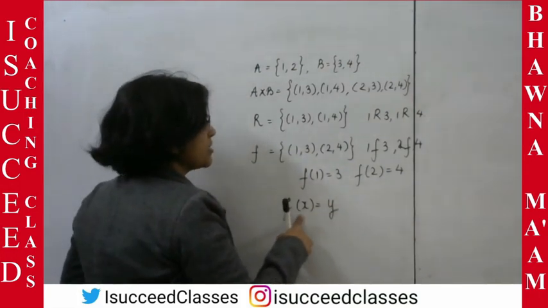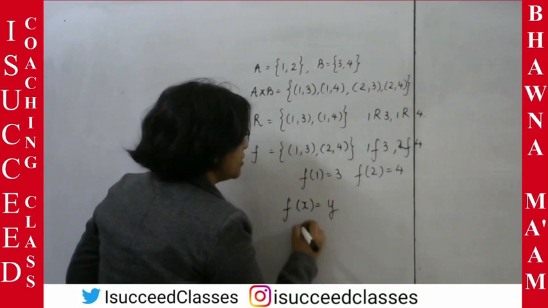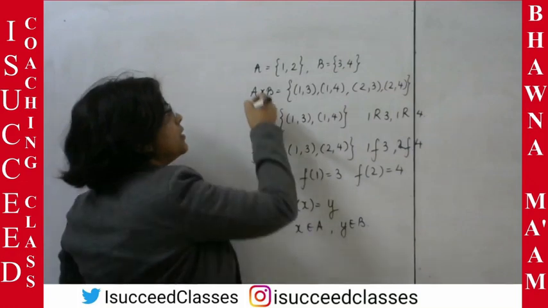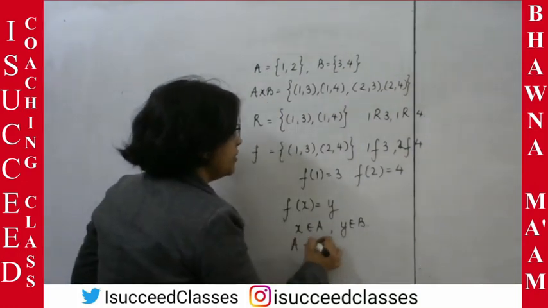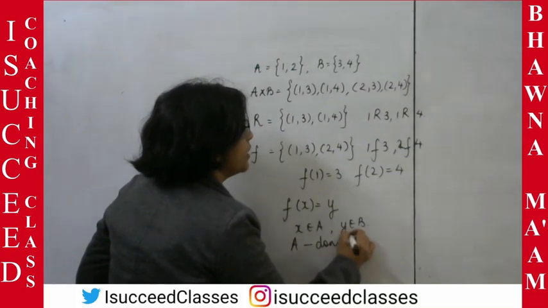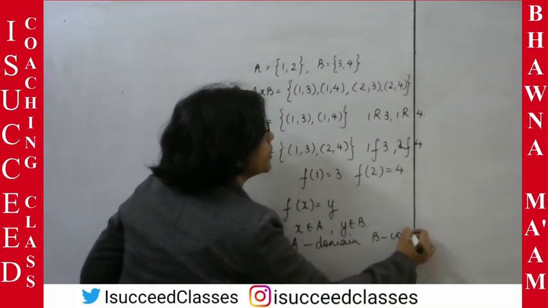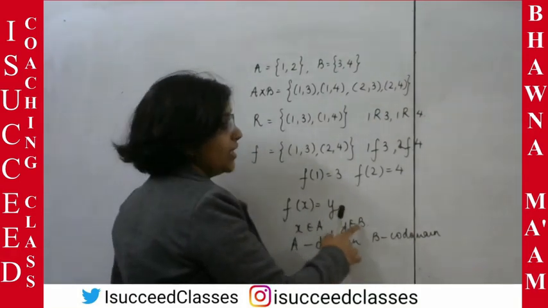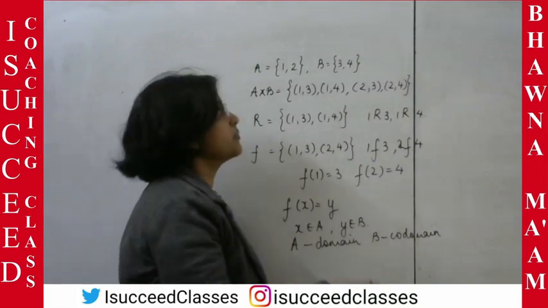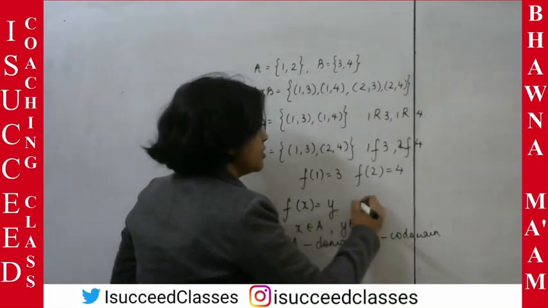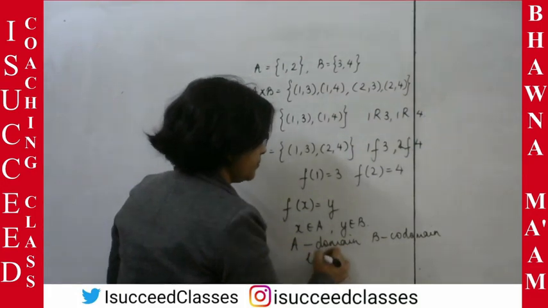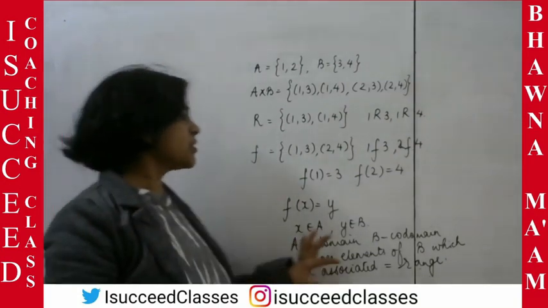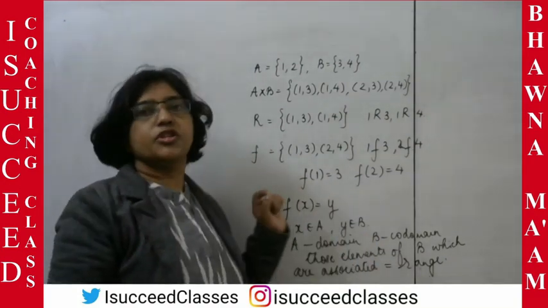Now where does this x come from? X comes from the first set. X belongs to A and y belongs to B. Here, A is called the domain and B is called the codomain. And as we said, since all elements of B may not be associated, those elements which are associated, when put in a set, are called the range. Okay, so these are some terms which we need to know.